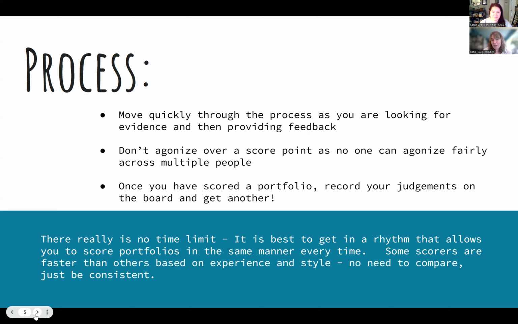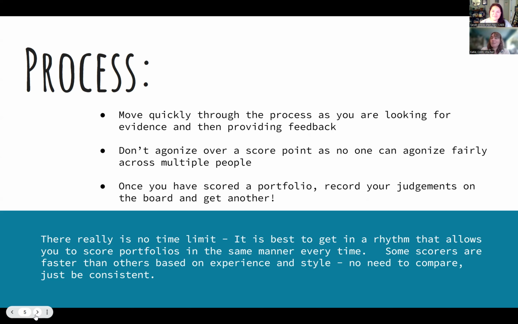You want to try your best to move quickly through the process as you're looking for evidence and providing feedback. Do you see it? Do you not see it? Try not to agonize over any particular competency because we can't agonize fairly across multiple people. If you don't see it, that's okay. We'll bring it back to the discussion and talk about it as a group.